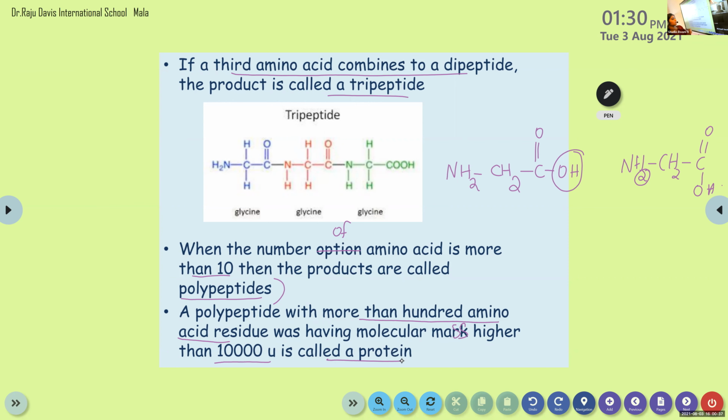If there are more than 100 amino acids and their atomic mass is more than 10,000 U, it is called a protein. Not 1000, 10,000. It is called a protein, that's it. Clear, Vidu? Yes, ma'am.